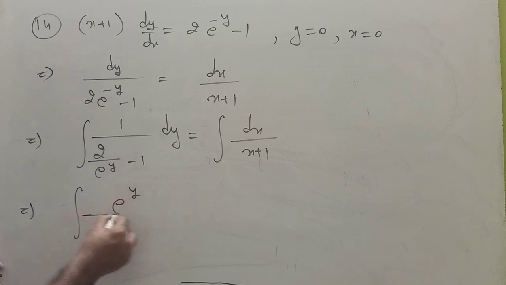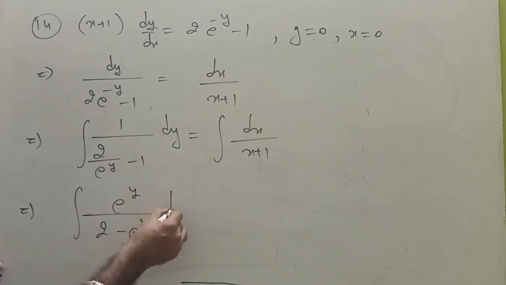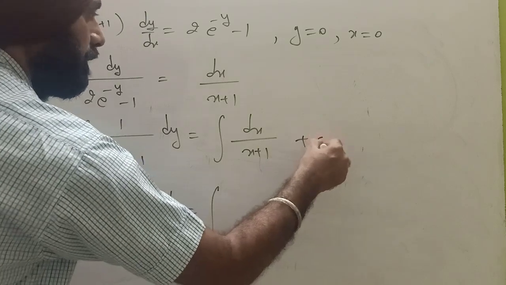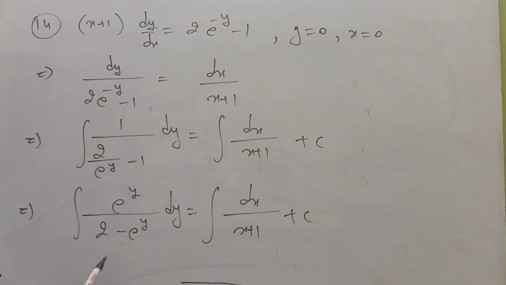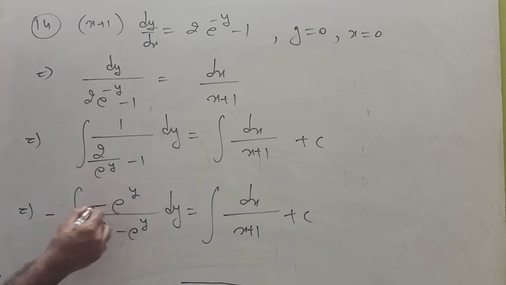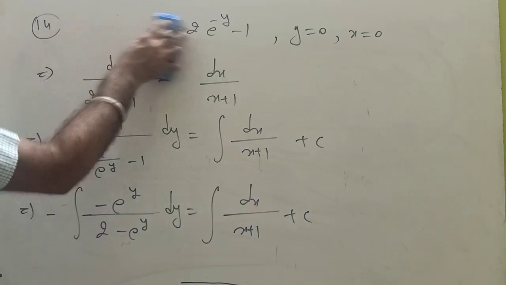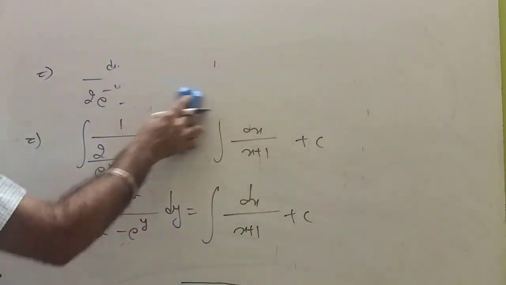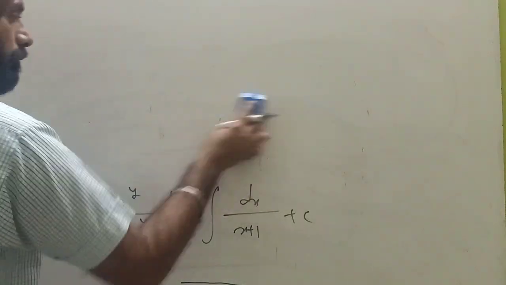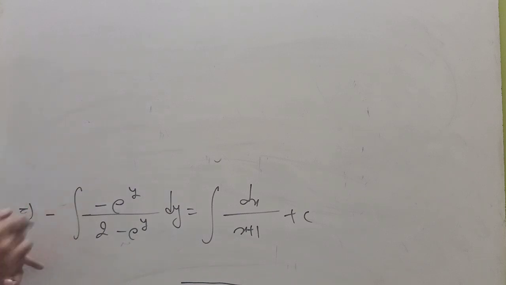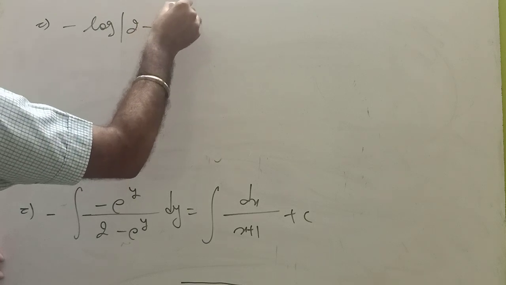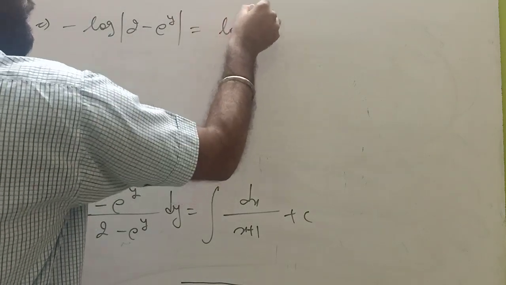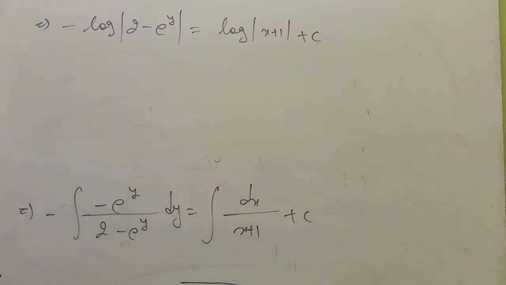Then e raised to y, after taking LCM, over (2 minus e raised to y) dy is equal to the integral, and put plus c here, dx over (x plus 1) plus c. Now the derivative of this thing is minus of e raised to y. So put minus on the outside and on the inside of the integral. Now integrating both sides. This is derivative over function, so minus log mod (2 minus e raised to y), and the right hand side is log mod (x plus 1) plus c.